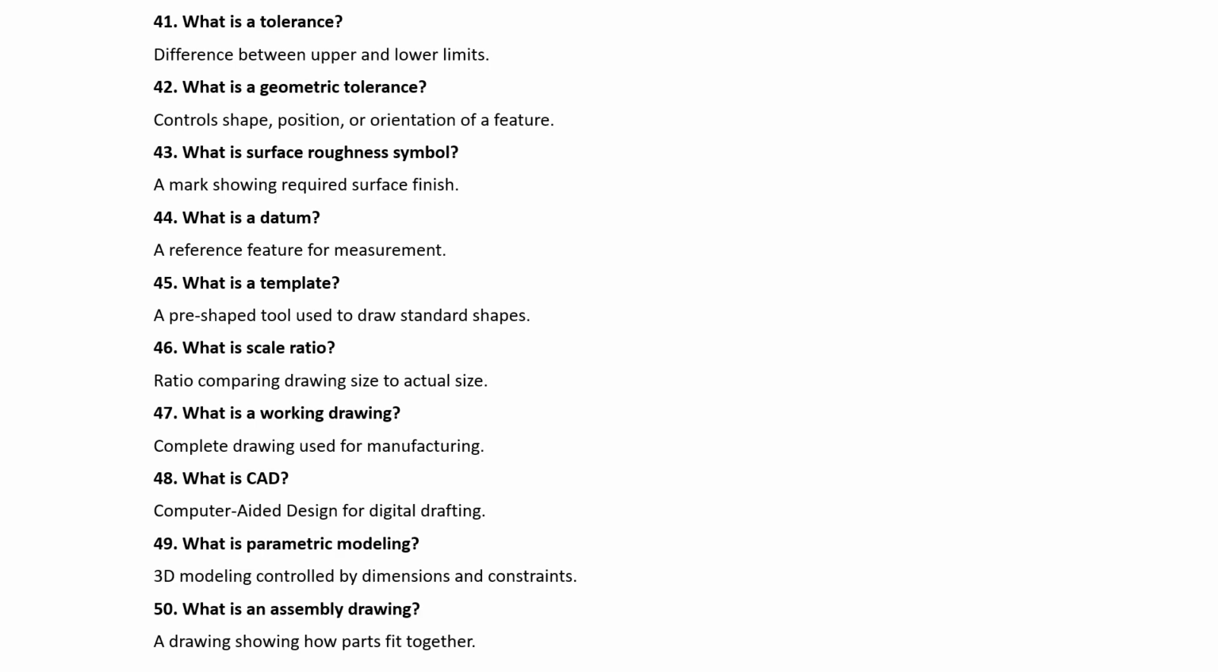41. What is a tolerance? Difference between upper and lower limits. 42. What is a geometric tolerance? Controls shape, position, or orientation of a feature. 43. What is surface roughness symbol? A mark showing required surface finish.